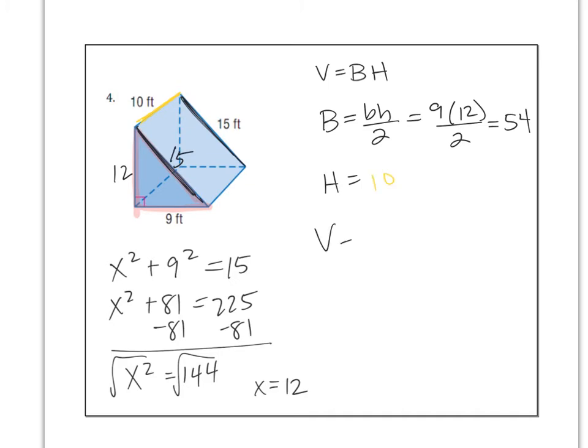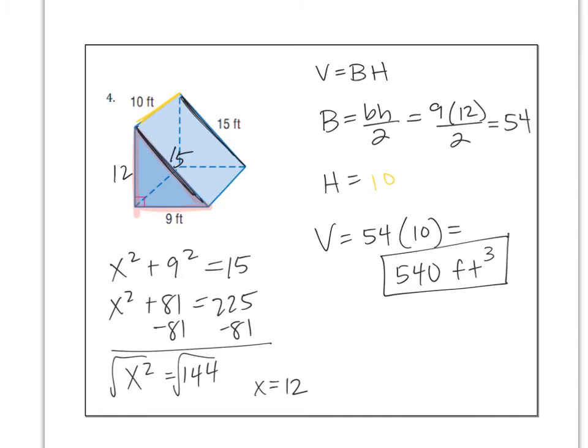All right, we have what we need. Area of the base is 54. Height is 10. Multiply those together, you get 540 feet cubed. That's how many cubic feet it would take to fill up this object.